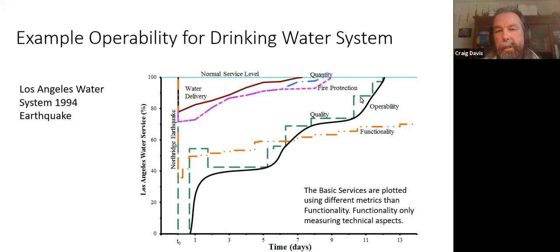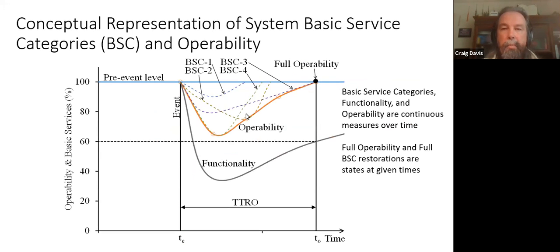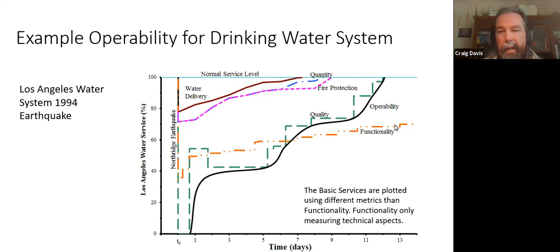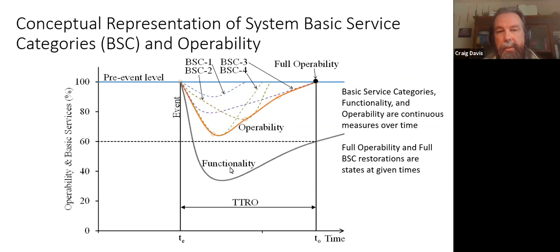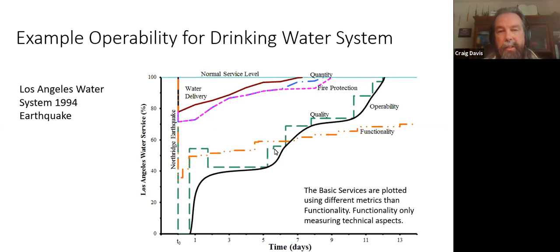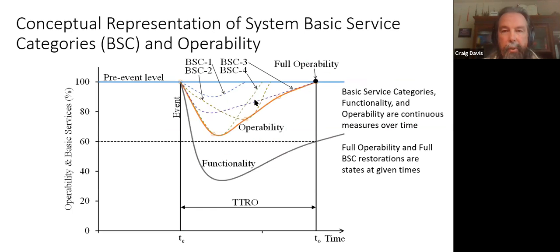However, as I showed earlier, that happens to be the case in that particular earthquake event. But operability is not necessarily driven by one particular basic service category. I also show functionality on here, which doesn't quite match, right? So it overlaps in this measurement because it's using a different metric than I use for the quantity, quality, the basic service categories. But in theory, if we use common metrics, they would not overlap.